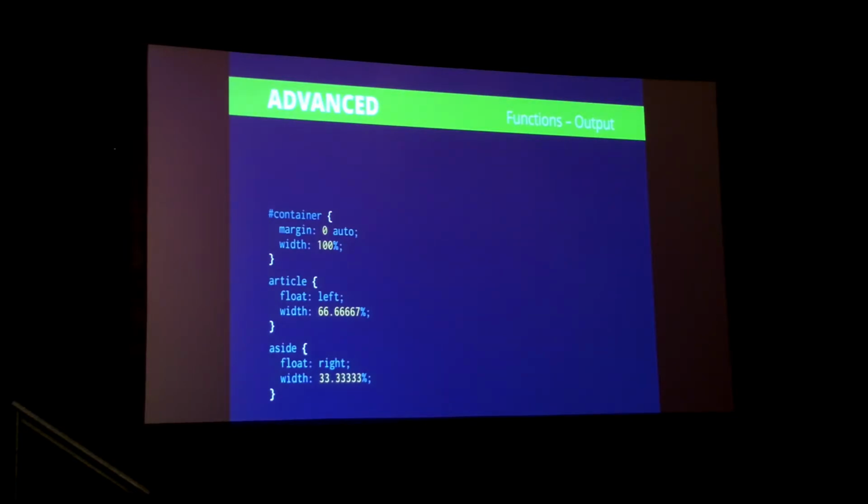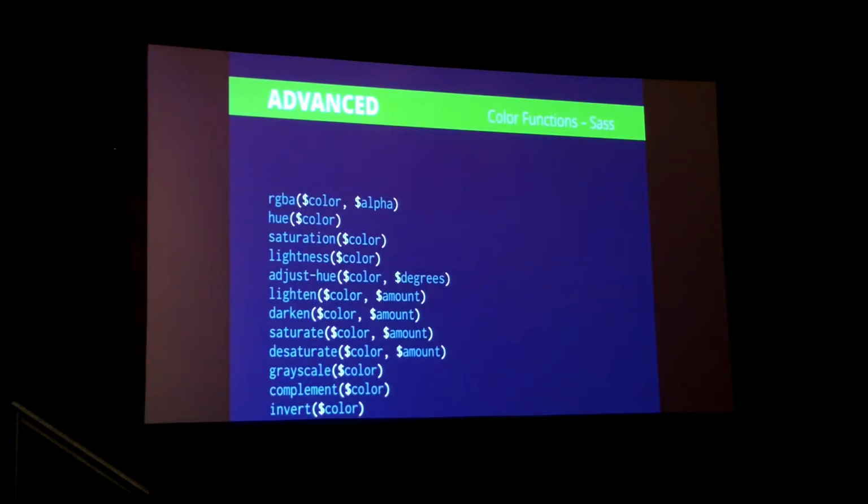So we have an article width of 66.66667%, and then an aside that's 33.33333. So it'll do all those calculations for us based on that single function. So it's very, very handy.